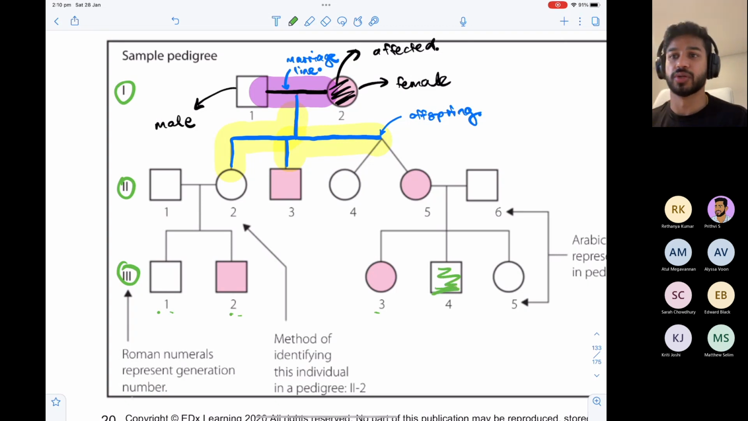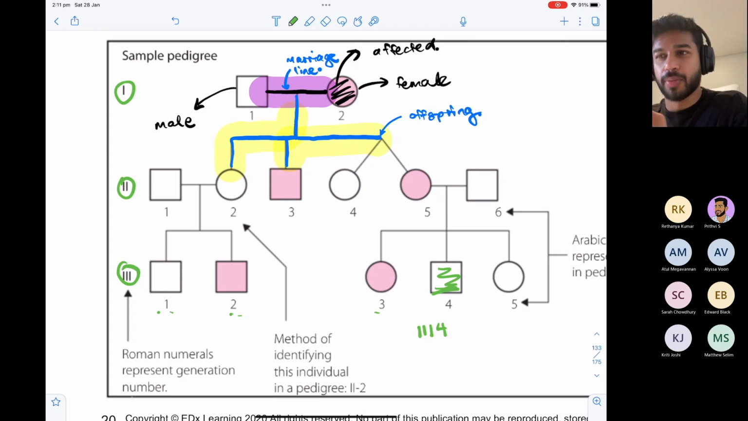talk about this individual and their genotype and phenotype, I'm not going to say the person in the far right bottom with a square who's unaffected. That's not how you communicate pedigrees. I will be mentioning individual I4, meaning this individual is in generation 3 and he's the 4th individual. We always number them from left to right.